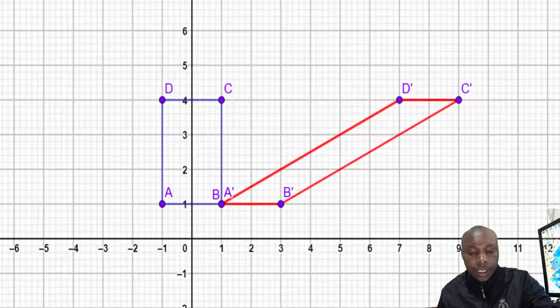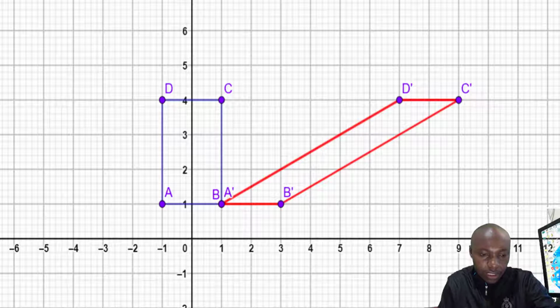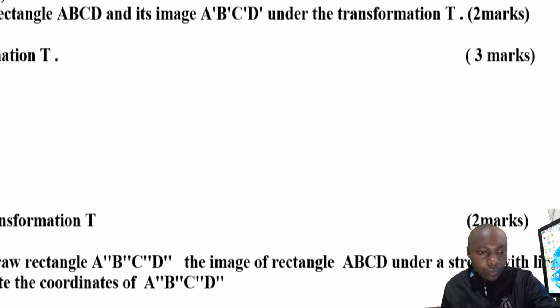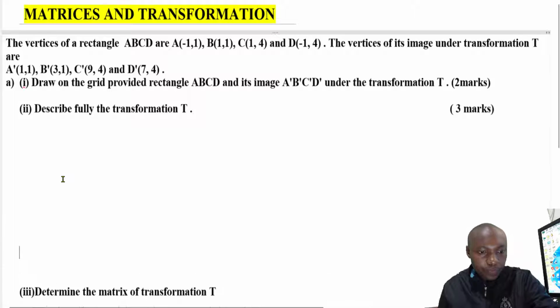And the next thing, you're supposed to give a shear factor. I'll show you how to obtain the shear factor. And also you need to state an object point and the image point that are not on the invariant line. That is how you describe it. When you state the three, you have fully described that. So let us go directly to description. Let me describe that transformation here.